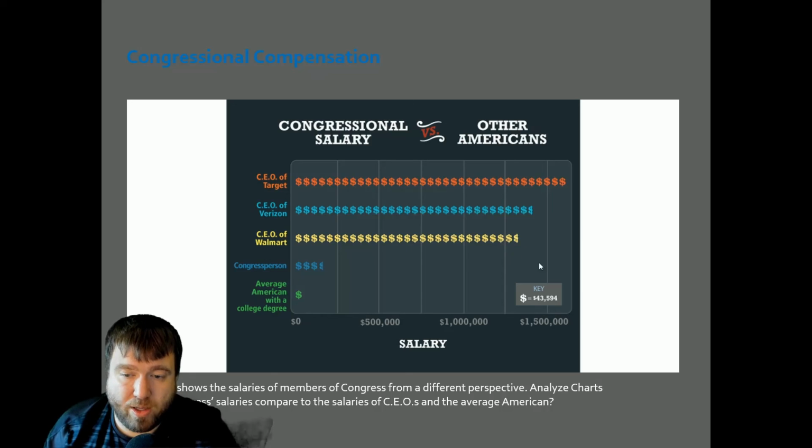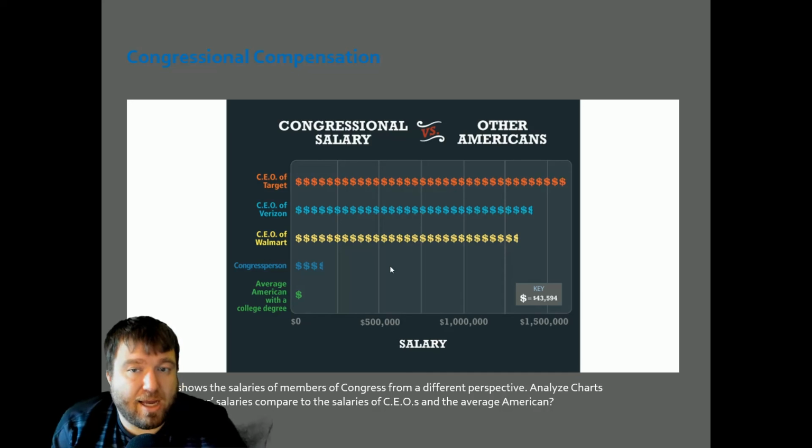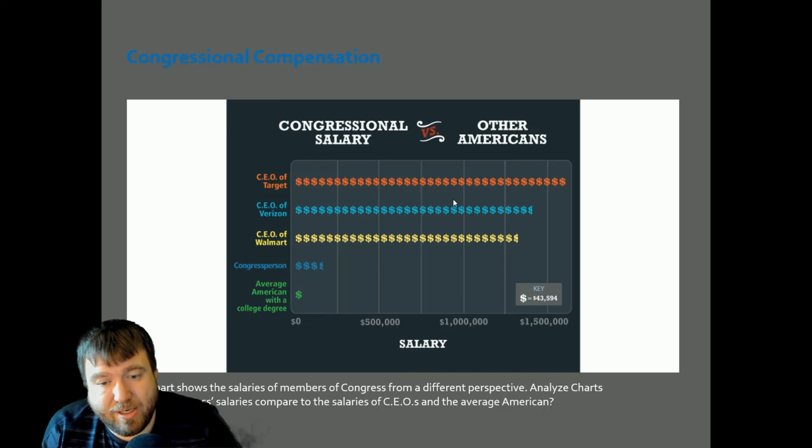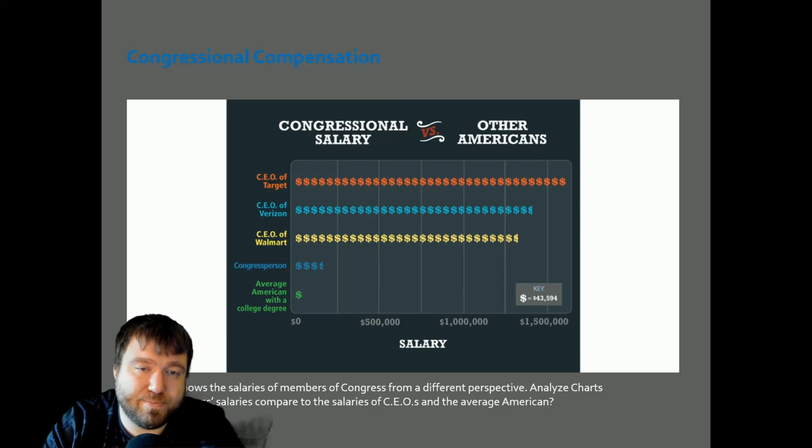Massive amounts. Well over, it dwarfs the salary of the Congressperson. CEO of Verizon, of Target. You see, these salaries are insanely massive. Meaning whenever you get back down here to Congressperson, while that might seem like a lot of money to the average person, if you put it into comparison to what CEOs of major businesses make, it's, as a lot of people would say, a drop in the bucket. It's not a whole lot, honestly, whenever you put it into that perspective.